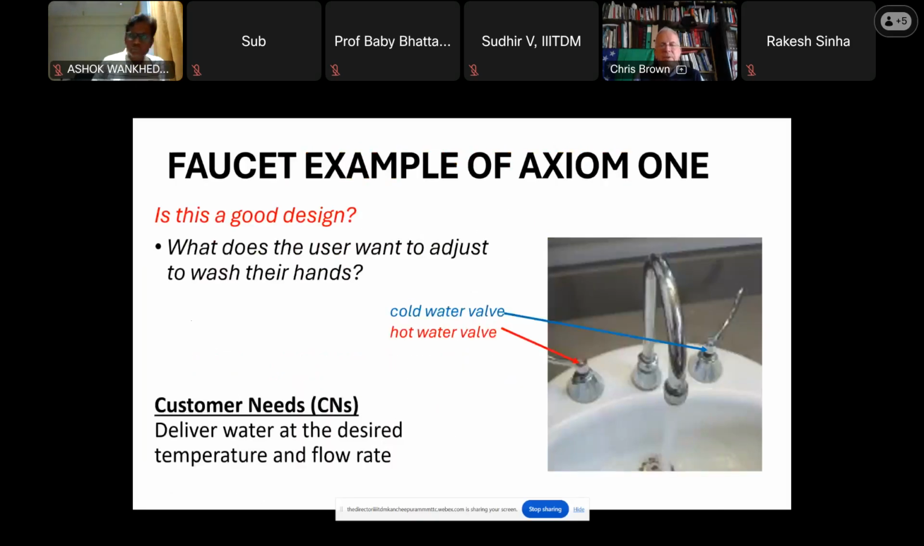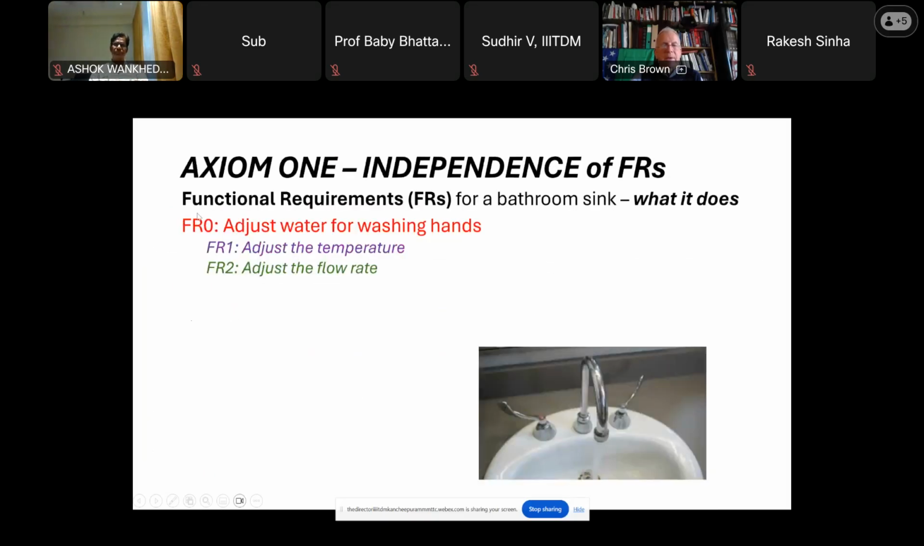So here's an example. This is sort of a classic, the faucet example. So the question is, I guess, is this a good design? Well, we need to decide what the customer needs. They need to adjust the water so they can wash their hands. So what do they have? The customer needs to deliver water at the desired temperature and desired flow rate. So we can formulate the FRs on that: adjust the temperature, adjust the flow rate. So we've decomposed FR0 into FR1 and FR2.